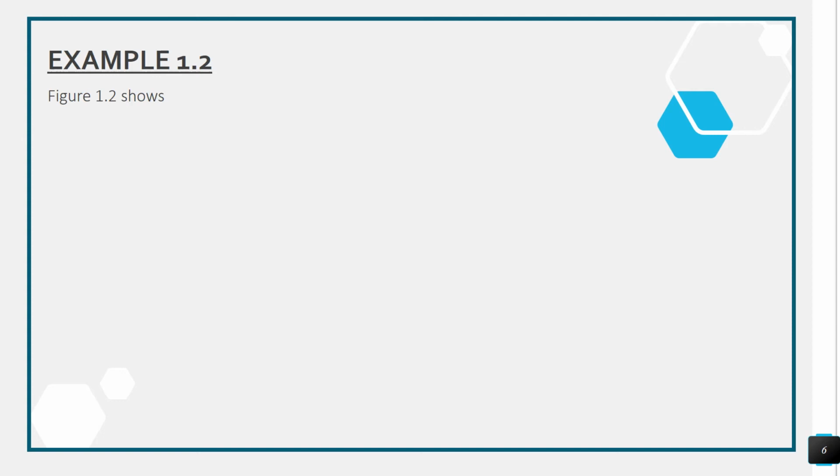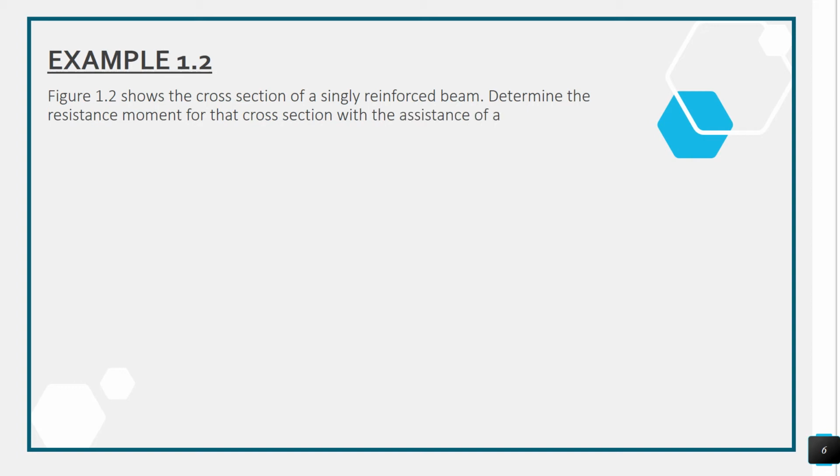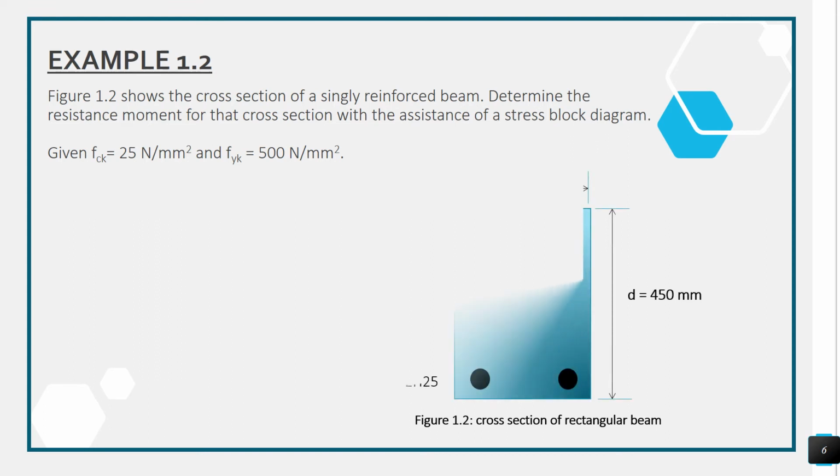Example 1.2. Figure 1.2 shows the cross-section of a singly reinforced beam. Determine the resistance moment for that cross-section with the assistance of a stress block diagram. Given: characteristic of concrete is 25 N/mm² and characteristic of steel is 500 N/mm². The cross-section has breadth 250 mm and depth 450 mm, and the number and size of reinforcement is 2H25.